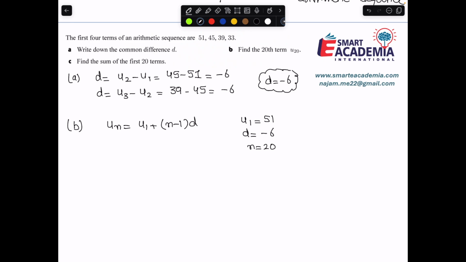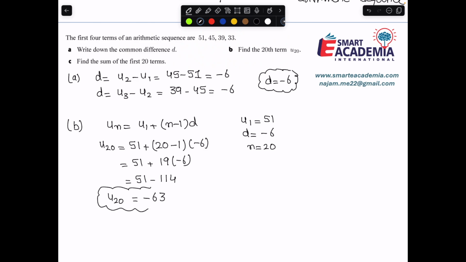We'll put all these variables in this equation. So u of 20 will be equal to u1, which is 51, plus 20 minus 1 times negative 6. This will be 51 plus 19 times negative 6. If I do 19 times negative 6, I get negative 114. And I simply add 51 to it, and my answer becomes negative 63. It's completely normal to have your arithmetic sequence or series go negative as it's decreasing, so naturally, at some point, it will pass across 0 and go into the negative domain.